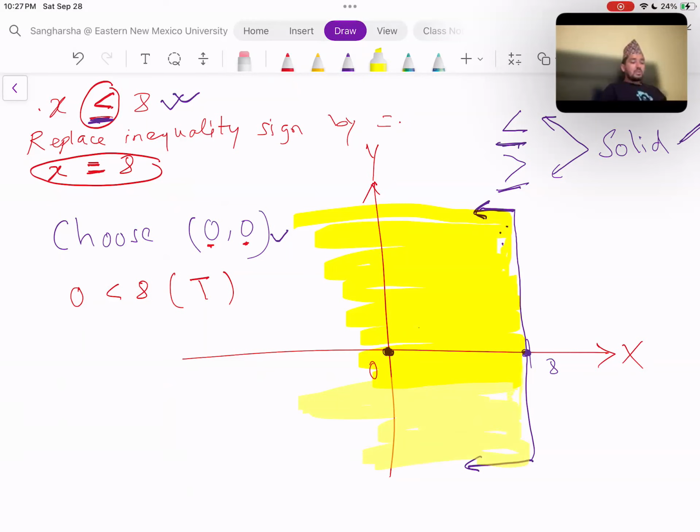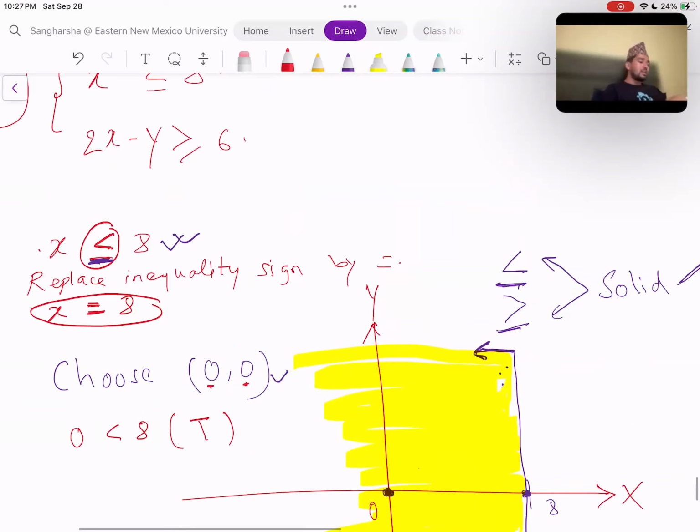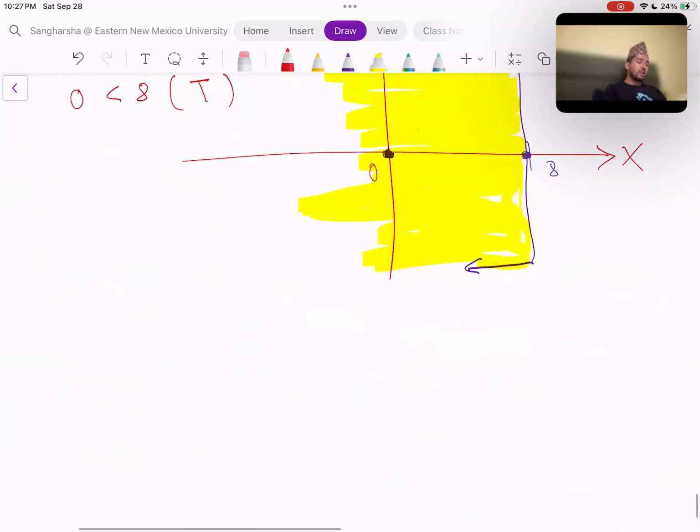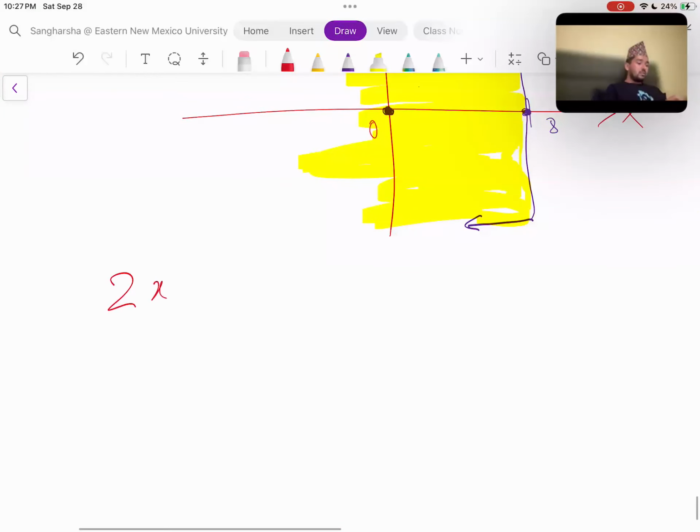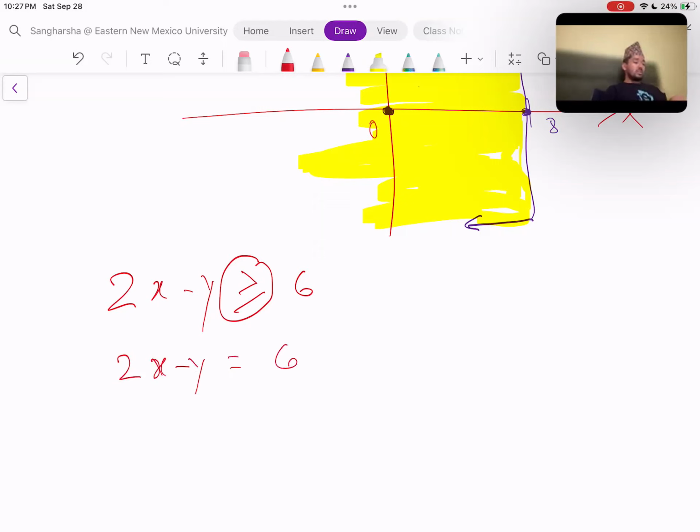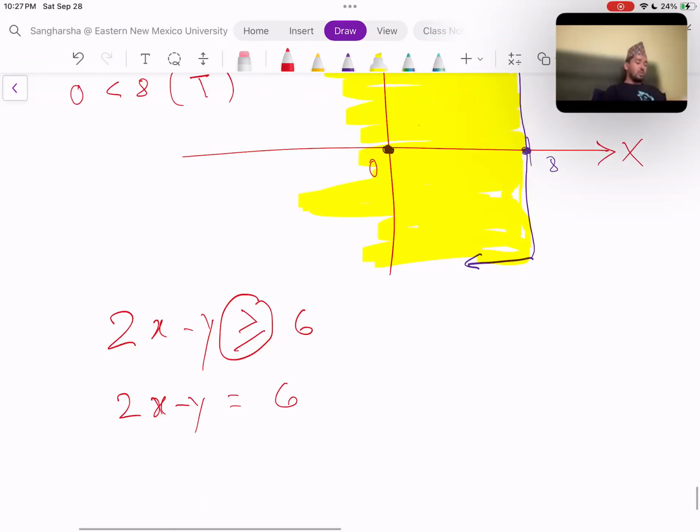Now we do a similar thing for our second inequality. We are not done here. Our second inequality is 2x minus y greater than or equal to 6. First step, you replace this inequality by an equals sign: 2x minus y equals 6. Now we draw a graph for this equation.